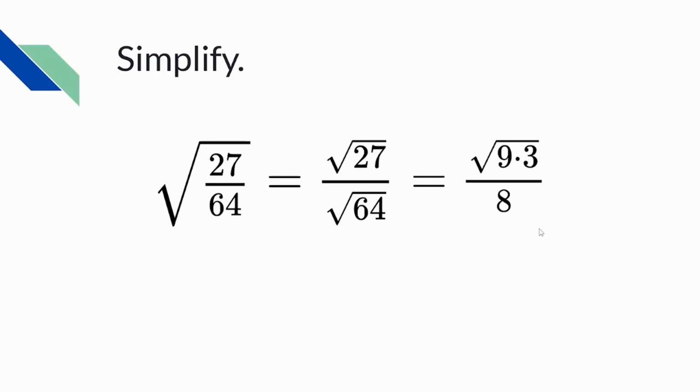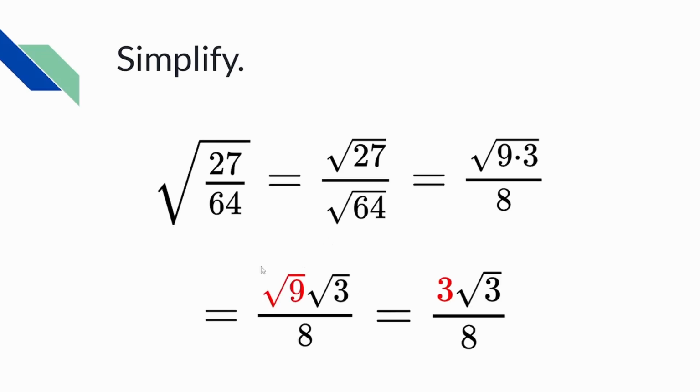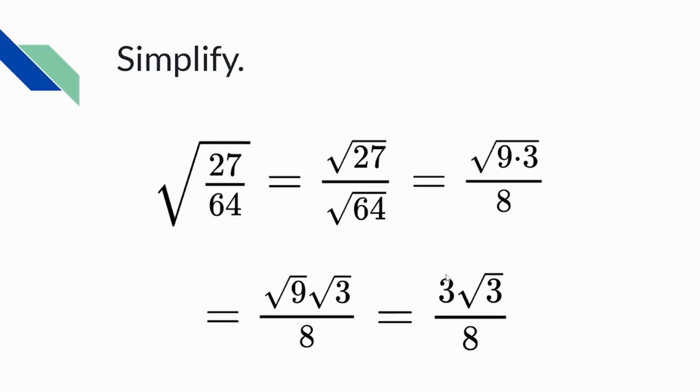Because I want to break this radical up into 2 pieces, right? So when I do that, I have the square root of 9 times the square root of 3, and 9 is a perfect square. So that's going to clean up nicely to just give us 3. What I have in red here is 3. So my final answer is 3 root 3 over 8.